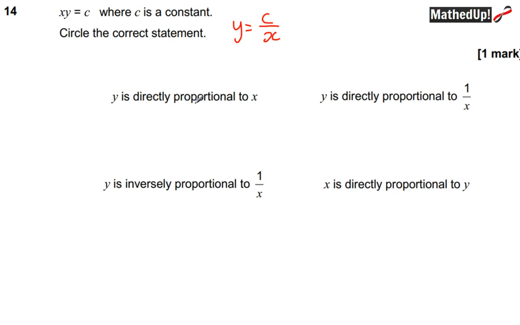Well, Y is directly proportional to X. That's not going to be true, because that would be Y is equal to CX. Y is inversely proportional to 1 over X. That's not going to be true either. In this case, Y is inversely proportional to X. So that's not going to be true either. Y is directly proportional to 1 over X, and that looks like it's true because Y is equal to C times 1 over X. So it's going to be this one here. And X is directly proportional to Y. That's not going to be true either. So we found our correct answer.